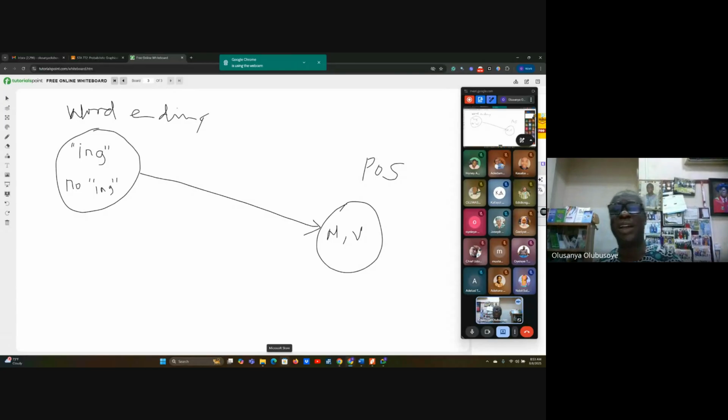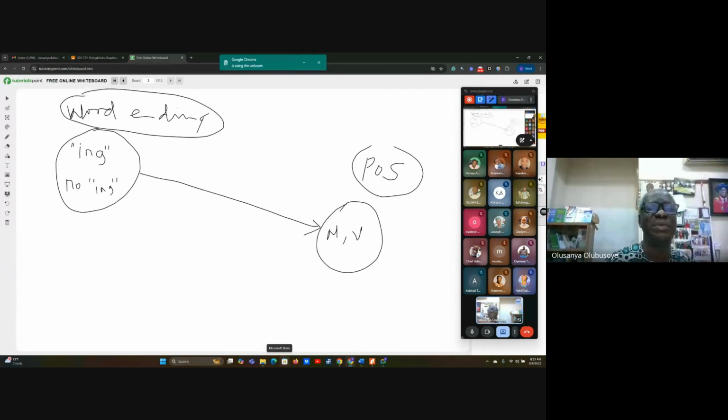We are just taking this as practical examples. It could be other parts of speech. So this is a variable, part of speech is a variable, word ending is a variable, and each of these variables have two levels. Word ending has two levels: ing or no ing. Part of speech has two levels. We could have more, but for this demonstration, it could be noun or verb.